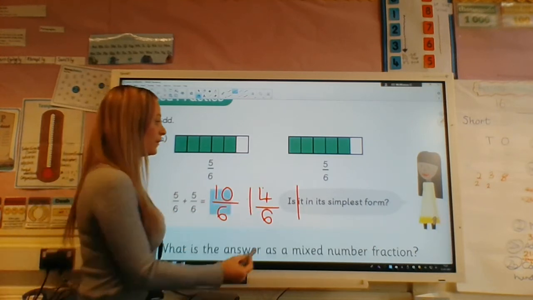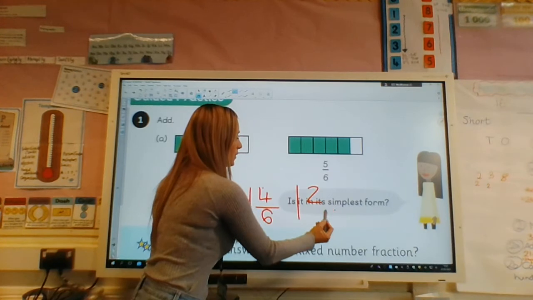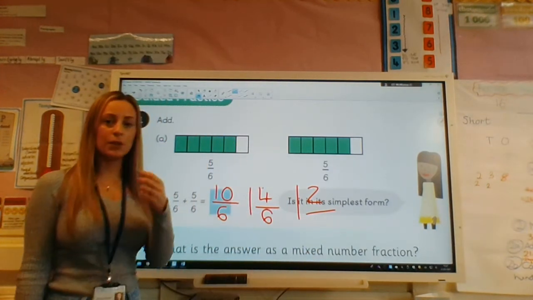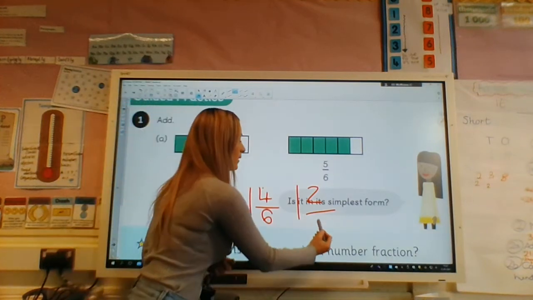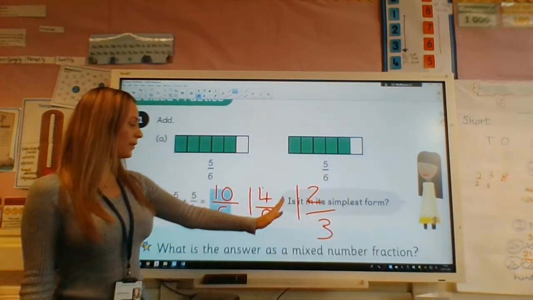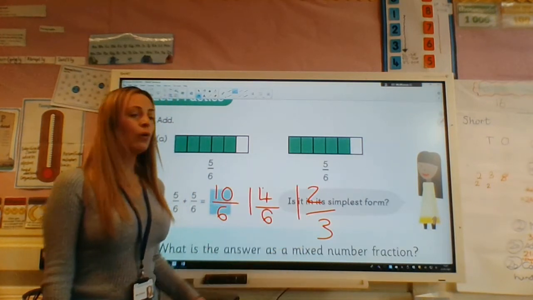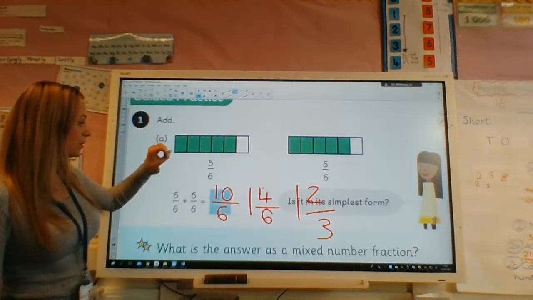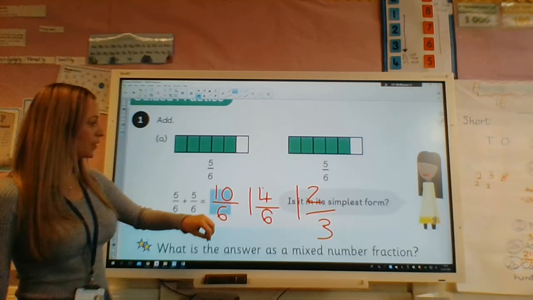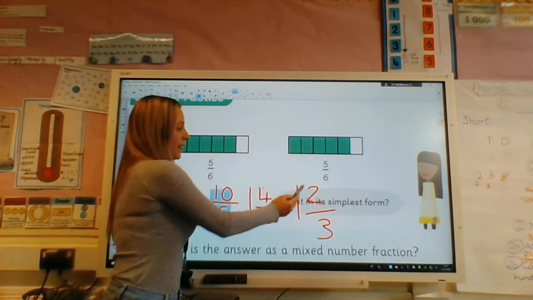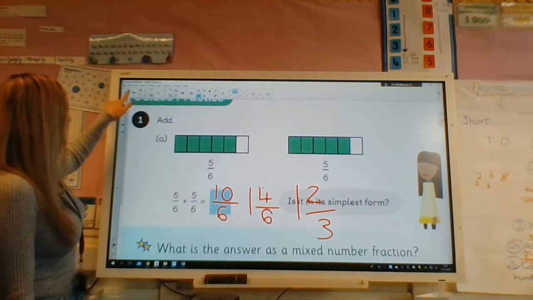What is 4 divided by 2? That leaves you with 2. What is 6 divided by 2? 2, 4, 6. That leaves you with 3. So when we've simplified this fraction, it's 1 whole and 2/3. All these things you've done before: you've added the fraction, turned it into a mixed number fraction, and now we're just simplifying the fraction, which we did last week.